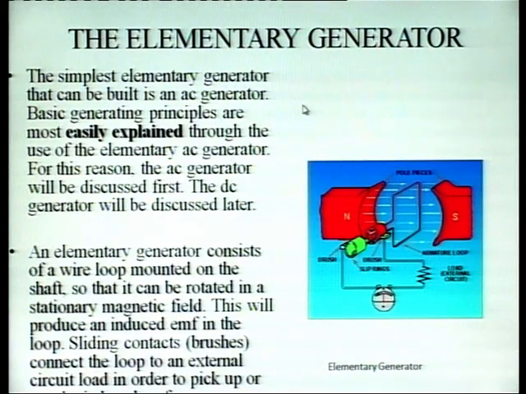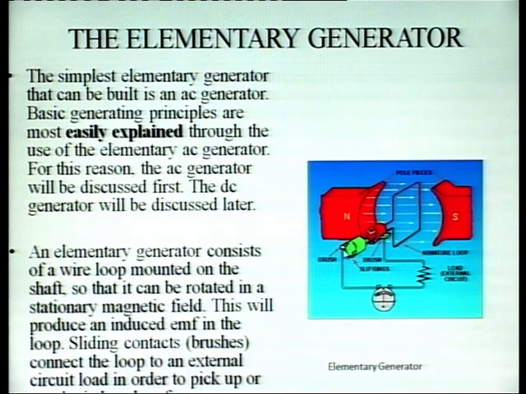Elementary generator. So, a generator consists of two parts, stator and rotor. Here we use a permanent magnet, north and south. Flux will flow from north to south. In this magnetic field, we will place a coil having 1 turn and collect the current using slip rings and brushes.